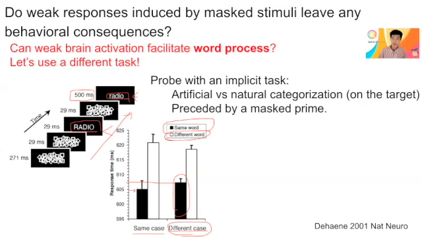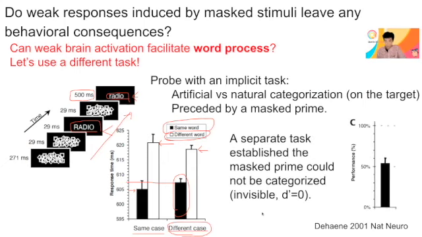But if radio was preceded by a different word, then this increased the reaction time substantially in both cases. Okay, so that means that even though you can't really see it, your behavior changes by roughly 10 to 15 milliseconds, and that is very weak in terms of duration, but still a significant effect.